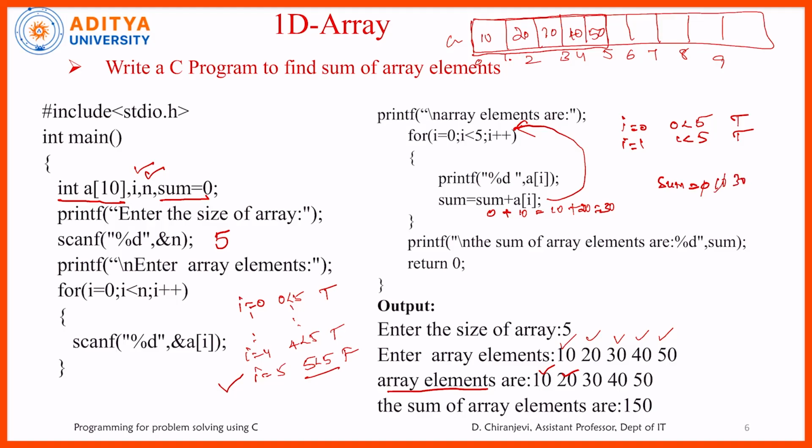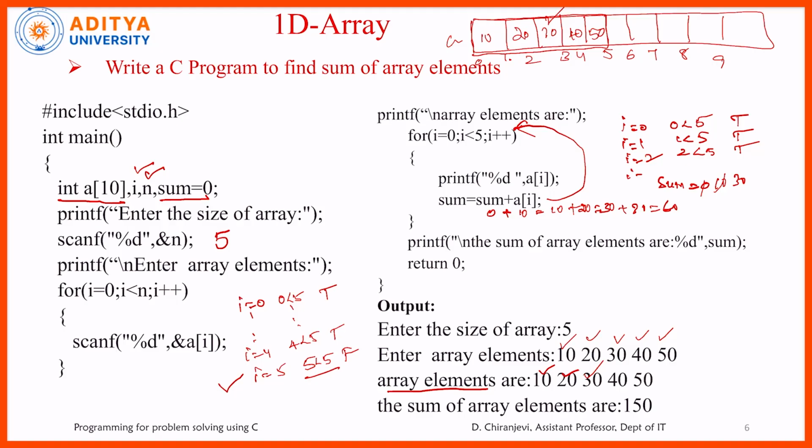Now after updating the sum value, again I plus plus, I value is 2, and 2 less than 5 is also true. If this is true, again you are printing the element a of I. The I value is currently 2, so a of 2, that is 30, will be printed. After printing you are finding the sum. The sum value 30 plus a of 2 value, which is also 30. So 30 plus 30, now you updated the sum value to 60.